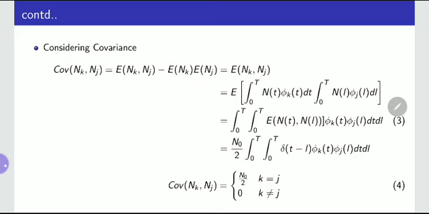We have already studied that these are orthonormal basis functions. So the inner product is 0 when k is not equal to j, and when k equals j, it is 1. So we can write the covariance of nk nj as N naught by 2 when k equals j, and 0 when k is not equal to j.